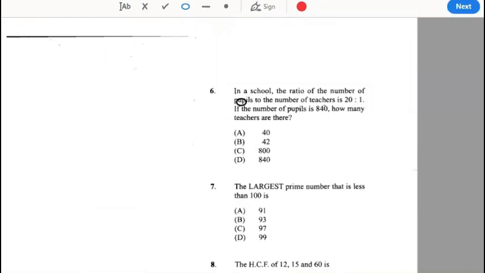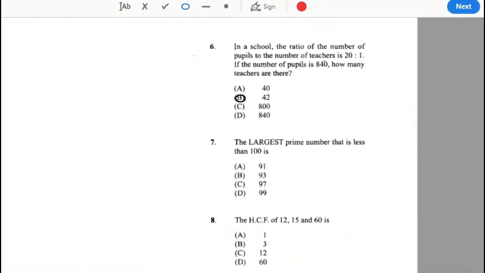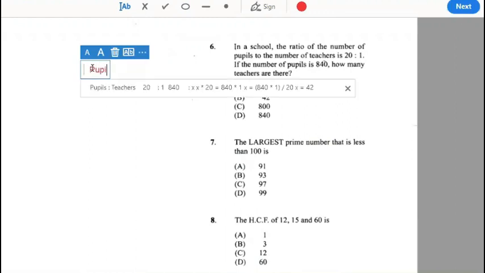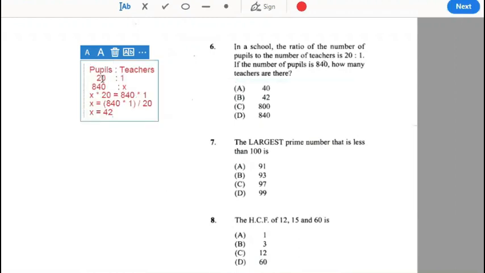Question 6. In a school, the ratio of the number of pupils to teachers is 20 to 1. If the number of pupils is 840, how many teachers are there? So we're still going to use our simple fraction method. So it is pupils to teachers, 20 to 1, and 840 students to x. So what we're doing is solving for x. So we're cross multiplying right here.